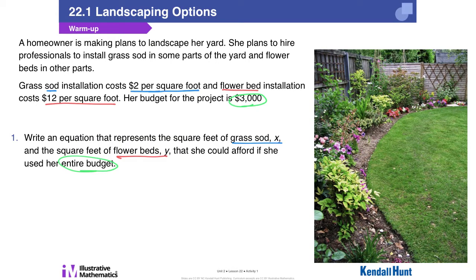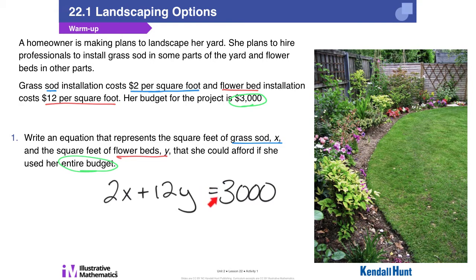In this problem I've picked out the most important information. I've done some color coding. Sod is $2 per square foot, and we're going to use X to represent how many square feet of sod. Flower beds are $12 per square foot, and we're going to use Y to represent how many square feet of the flower beds. And her budget is $3,000, and she's going to use the entire budget.